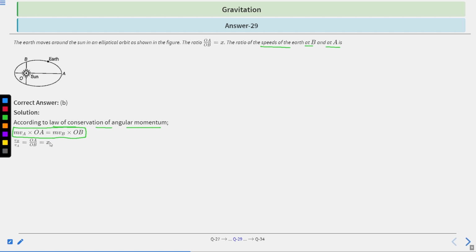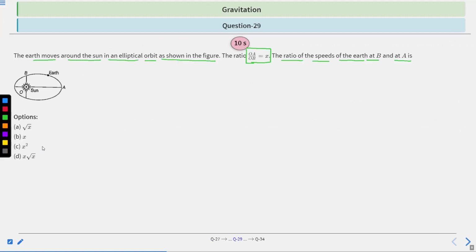So the correct answer is B. The ratio of OA upon OB is equal to v_B upon v_A, which is equal to x. So option B is correct. Clear? So this is the correct answer.